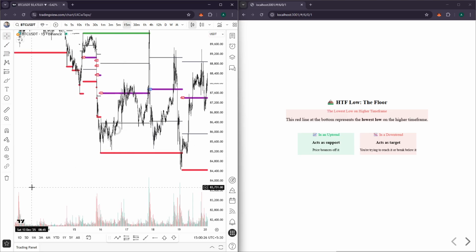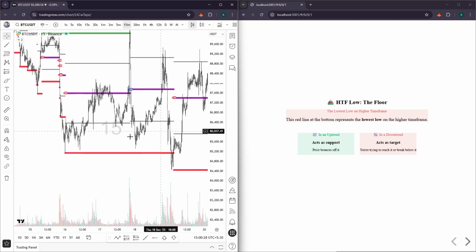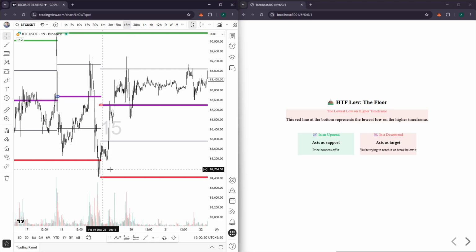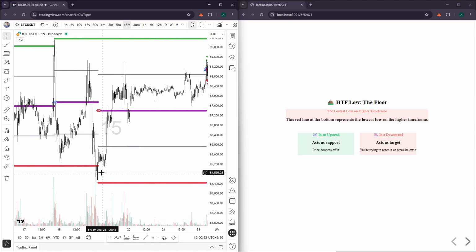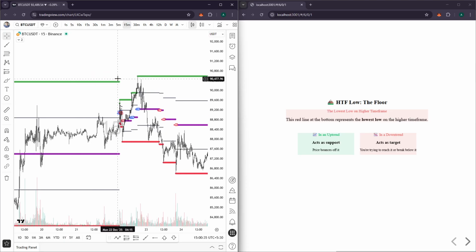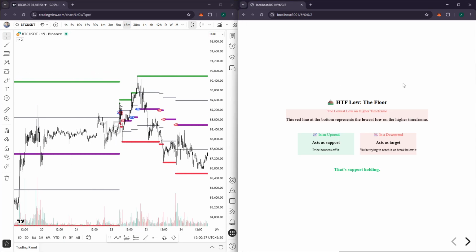And if it's trying to move up, then it's going to act as support in an uptrend, and then we can take profit at the highest high.